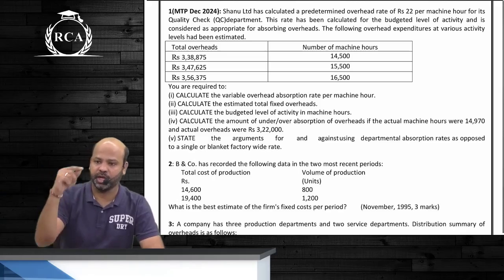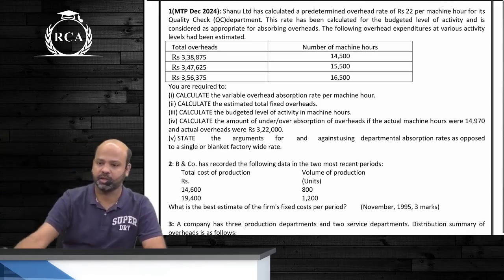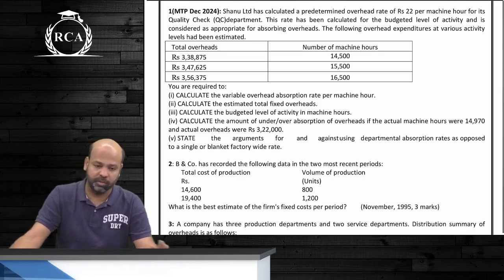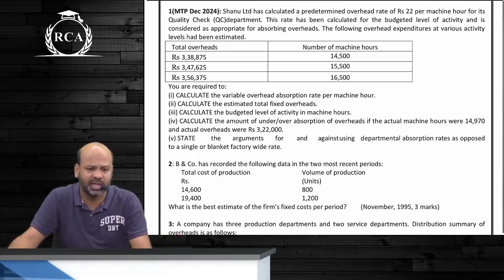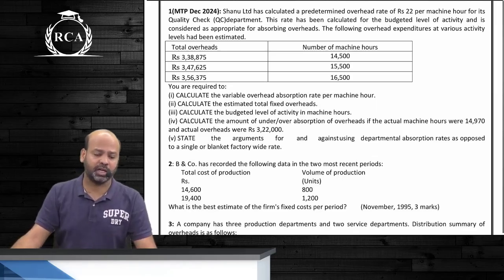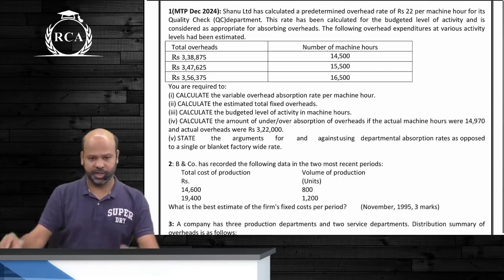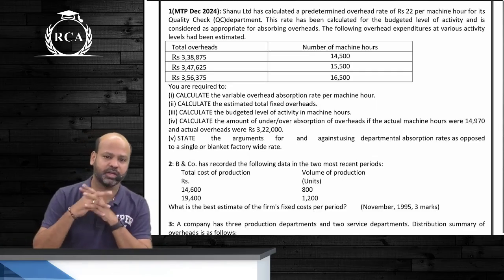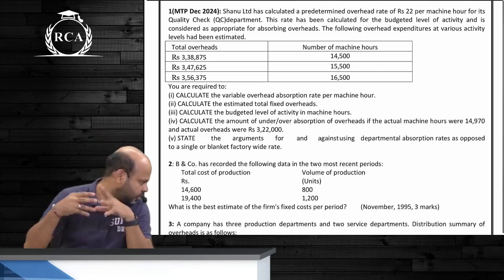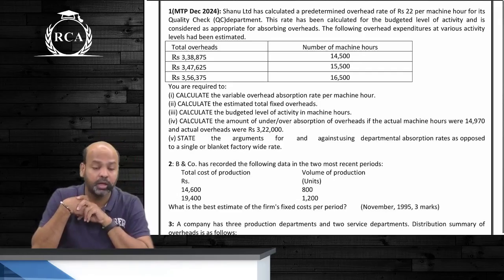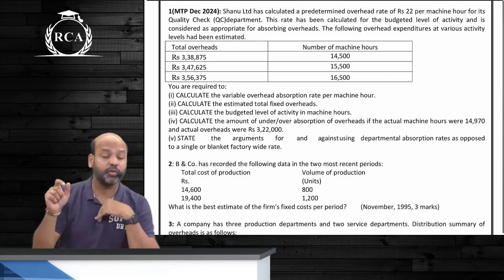For this, you will have to go by the first sentence of the question. Whatever is the budgeted activity level, at that your total overhead rate is how much? 22 rupees. So how do I compute budgeted level of activity? Tell me, beta, Raghav. Into machine hours. Very good. Can you tell me beta into machine hours, how much is the answer? 3 lakh. So that is the total amount of overheads.